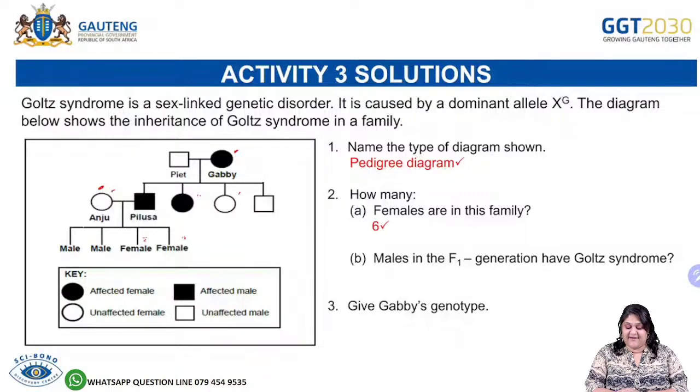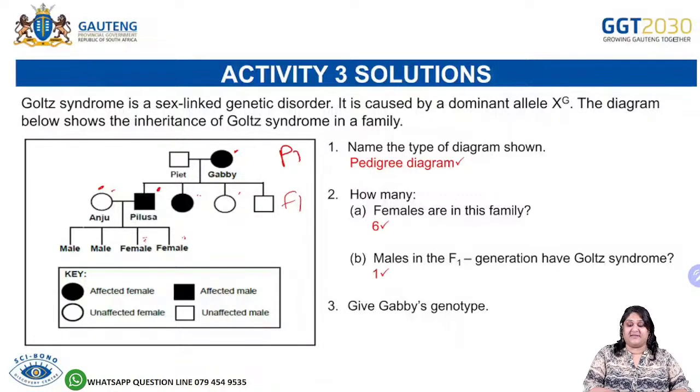Then, how many males in the F1 generation have Galt syndrome? Now, how do you count the generations? This one would be the P1, then their offspring would be the F1. So that is the generation we are looking at here. And it is this one that is affected, so it will be 1, which is Pilusa.